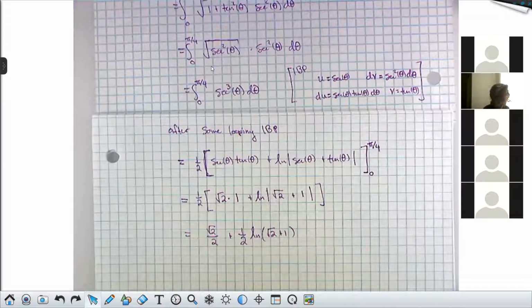It's incredibly gnarly. Incredibly gnarly. And sort of the purpose of this problem is to demonstrate just how out of control these arc length integrals can get.